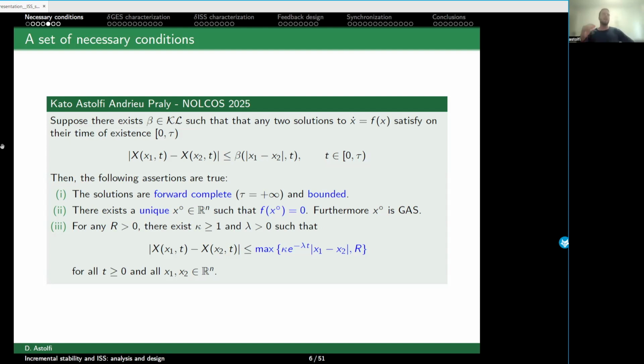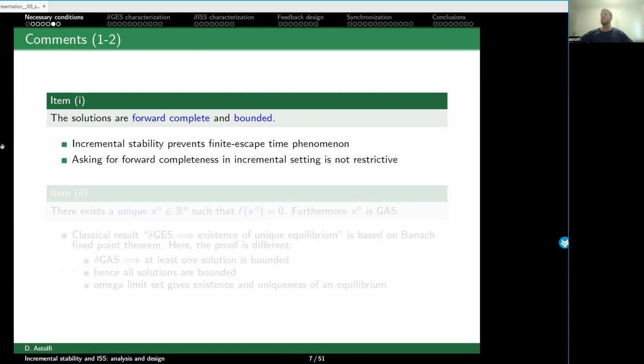Okay, so let's analyze and comment on these three items one by one. The first item states that solutions are forward complete and bounded. This is a nice property, which is inherited from the fact that solutions satisfy this bound. Incremental stability prevents finite escape time. So if a system in the autonomous case is incrementally stable, solutions need to be bounded, they cannot have finite escape time, and they are also forward complete. This is nice because we started from the property of convergence between any two solutions, and we can conclude that they need to be forward complete. So when we work with incremental properties, asking for forward completeness is in general not at all restrictive, because it is a necessary condition.